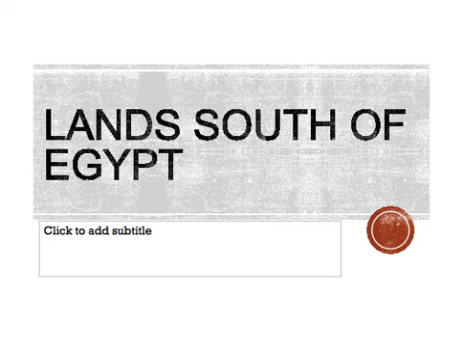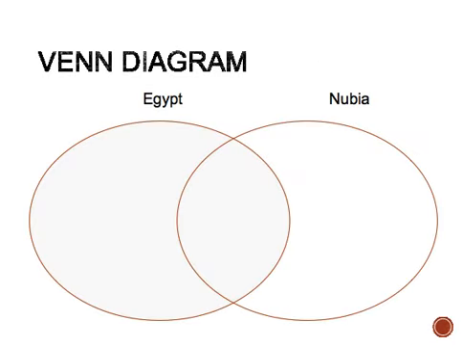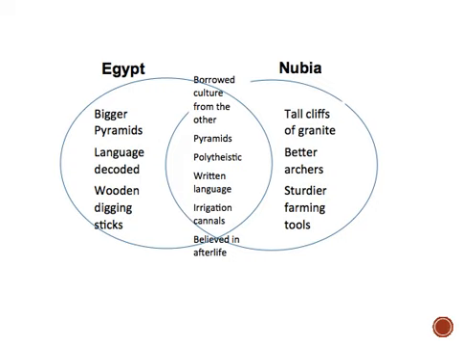Nubia and Egypt had a lot of similarities and a lot of differences. So I'm going to have you draw a Venn diagram labeling one side Egypt and the other side Nubia, and we're going to talk about some of the similarities and differences. Nubia had tall cliffs of granite surrounding the land, and Egypt did not have any of these tall granite cliffs.